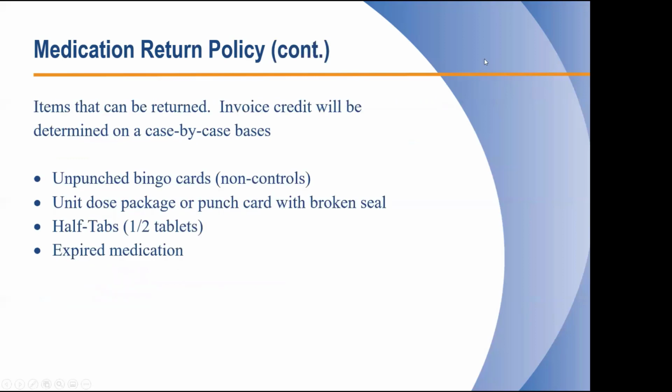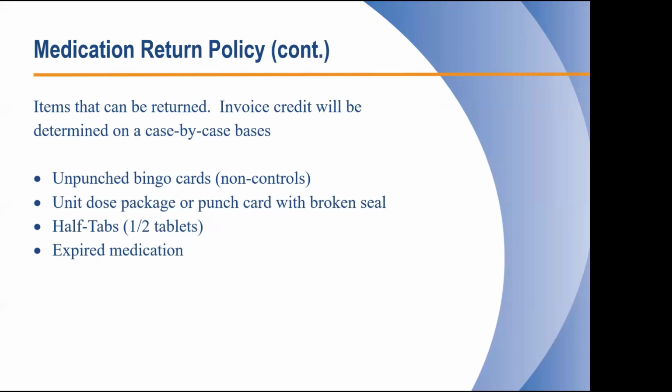Items that can be returned, invoice credits will be determined on a case-to-case basis. Unpunched bingo cards, which are non-narcotics. You can return it to the pharmacy. It can be credited on case-to-case basis. Unit dose package or punch card, you can return it, but it cannot be credited.